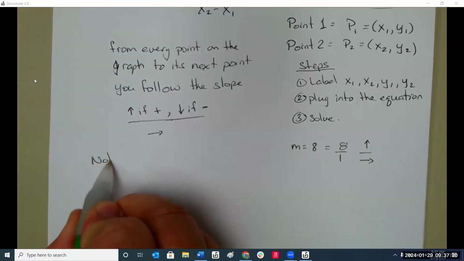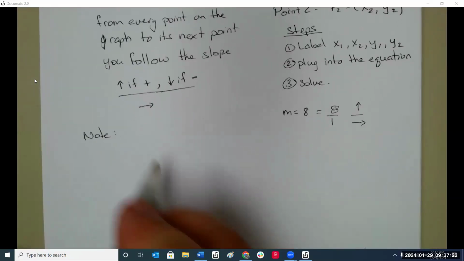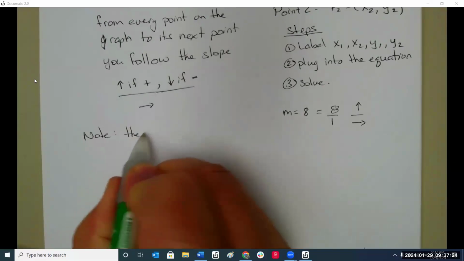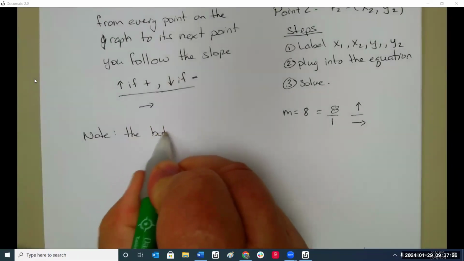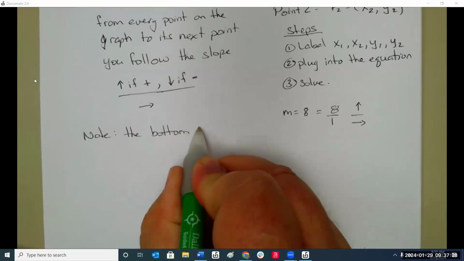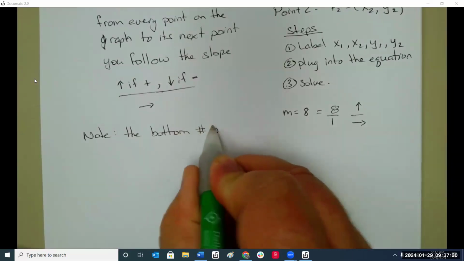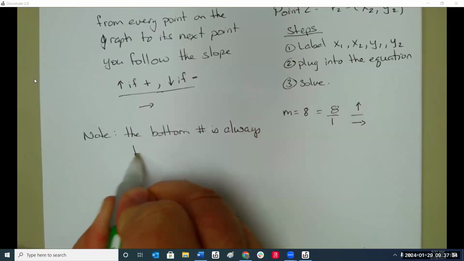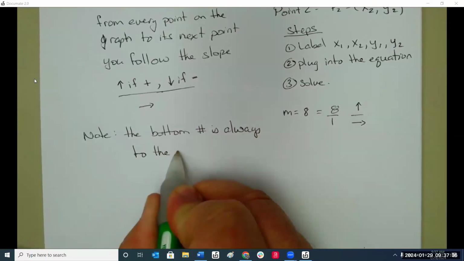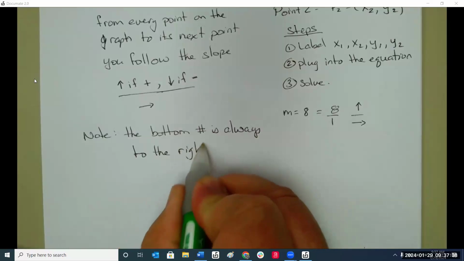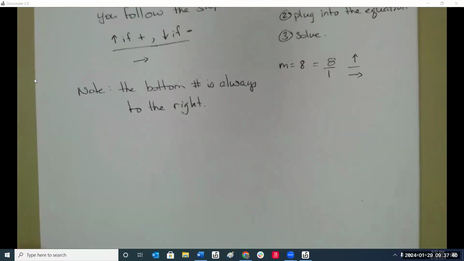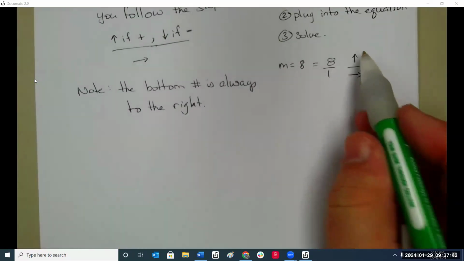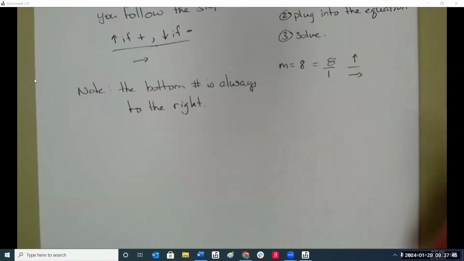Note. The bottom number is always to the right. The top number is the only thing that changes up or down. Okay, now, why is that?